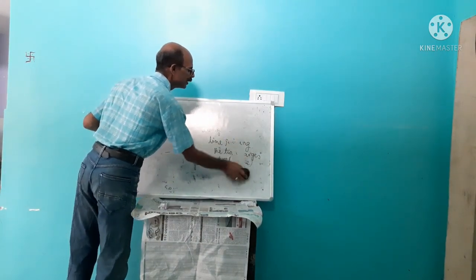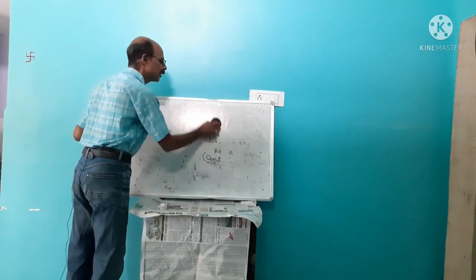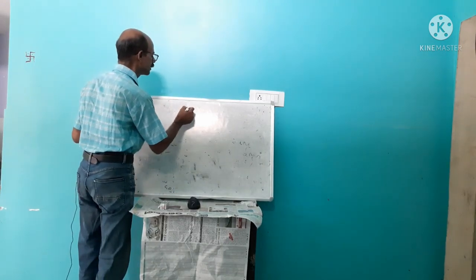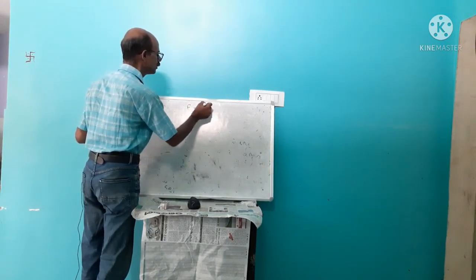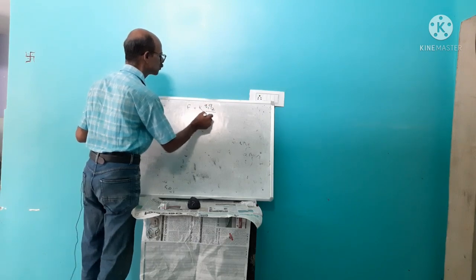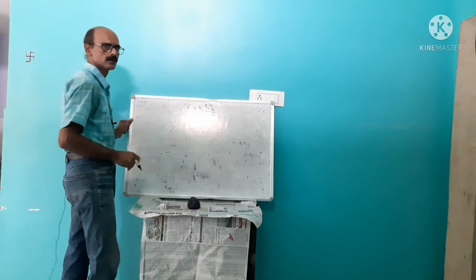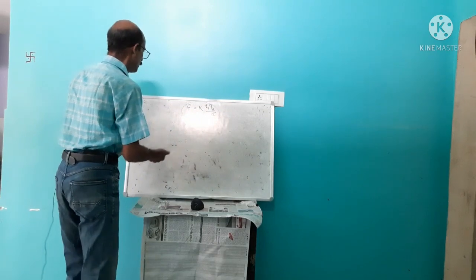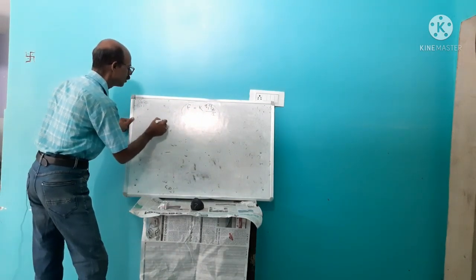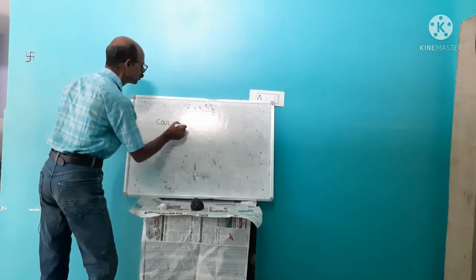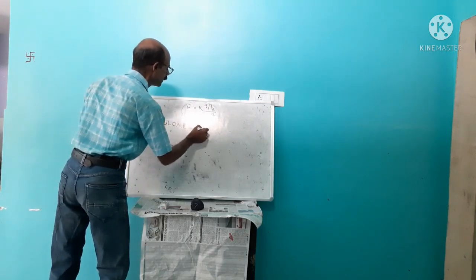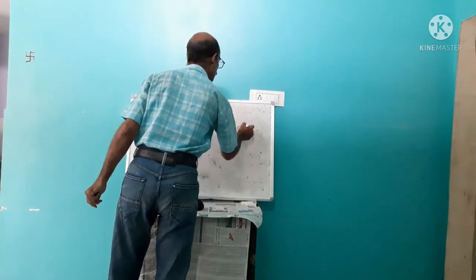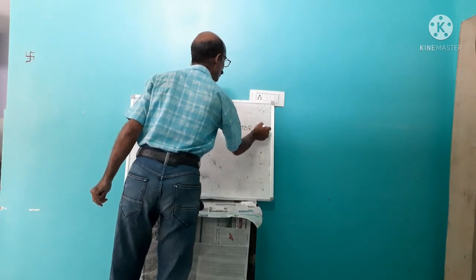Now we will discuss the vector form of Coulomb's law. Hence, we have got the formula F is equal to K Q1 Q2 by D square. Coulomb's law in vector form.